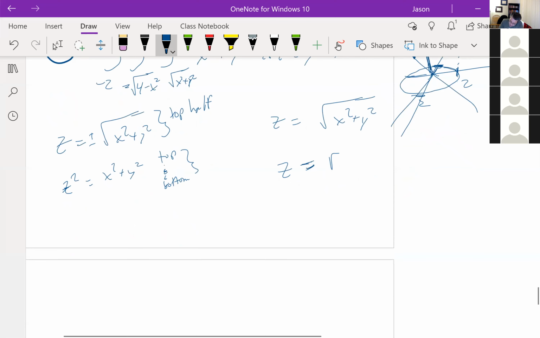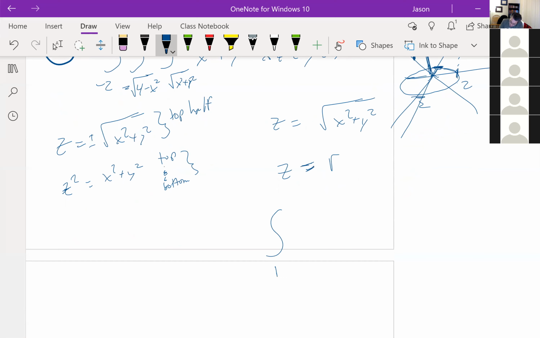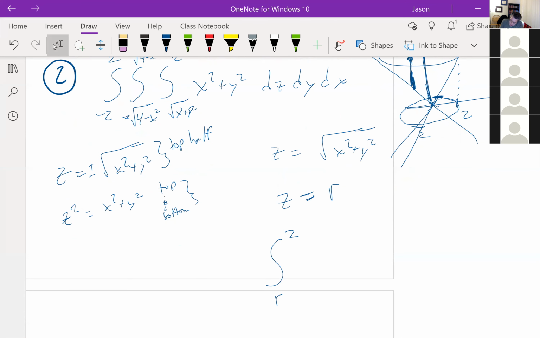So that's kind of nice. The integral here is going to be from R to 2 of what? Of x squared plus y squared, that's R squared. And don't forget the R, because we're changing from rectangular to polar. So R squared times R, dz dr d theta.